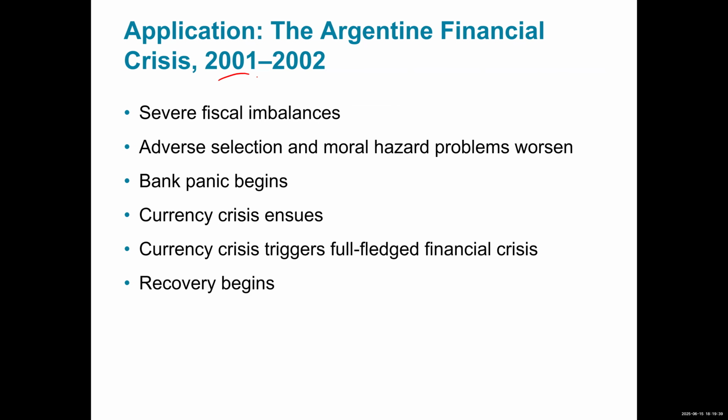So adverse selection and moral hazard problems worsened. Bank panic began. Banks started to close down because of the government default, and interest rates started rising. There was a currency crisis: the Argentine peso lost almost all its value, and that loss in value triggered a full-fledged financial crisis. But recovery soon began in 2002.